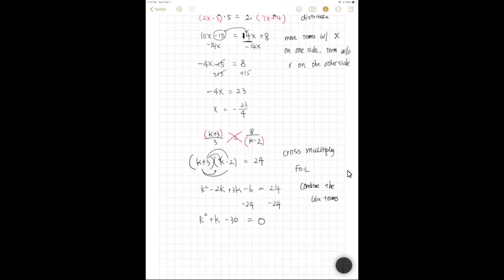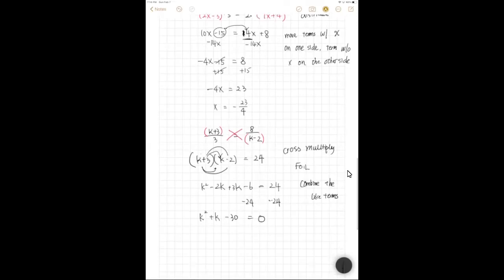Do you understand why I'm combining the like terms? Because when you see a quadratic function, you should realize that maybe we can solve it by factoring or using the quadratic formula. Since we learned factoring before, we use our AC method to factor it out so that I have (k minus 5) times (k plus 6) equals 0, okay? So k either equals 5 or k equals negative 6.